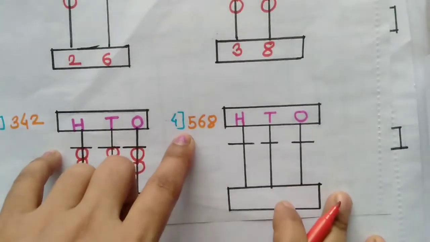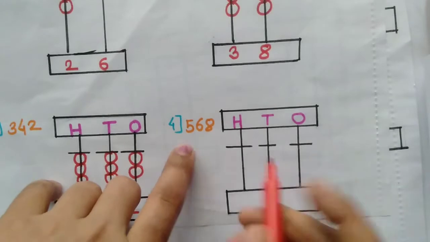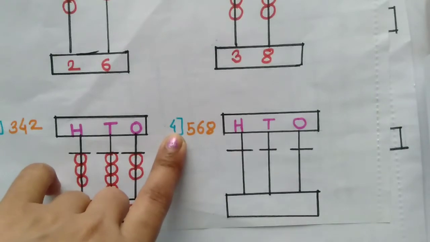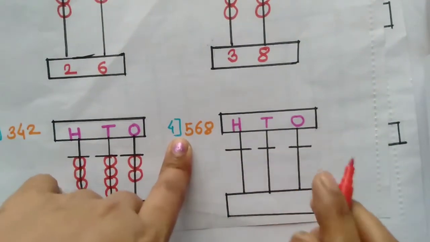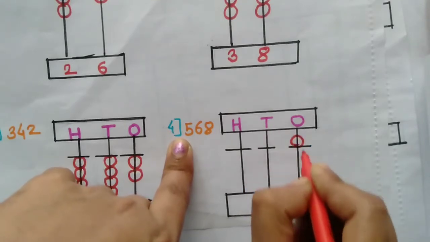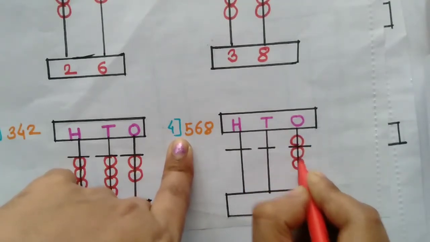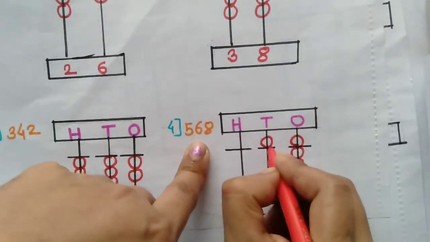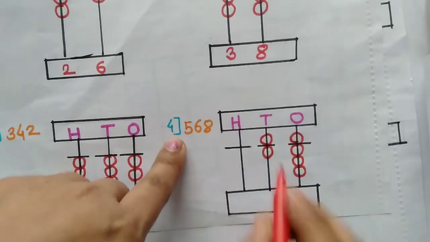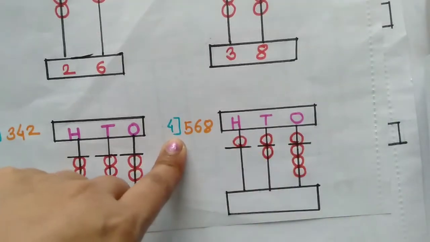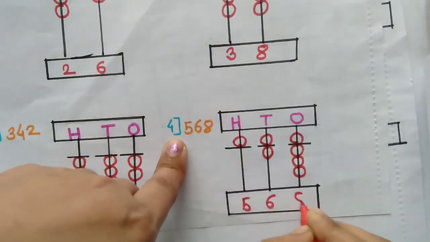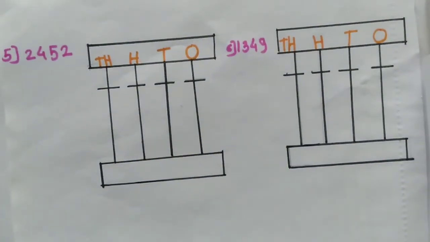Now let's understand another example, that is 568. How to draw the number 568 on the Abacus? Here 8 is in the 1's place, 6 is in the 10's place and 5 is in the 100's place. So draw 8 beads on the 1's place. There is 5, 6, 7, 8. And draw 6 on the tens rod. There is 5 and 6. And draw 1 upper bead on the 100's rod. The value of these beads is 568.